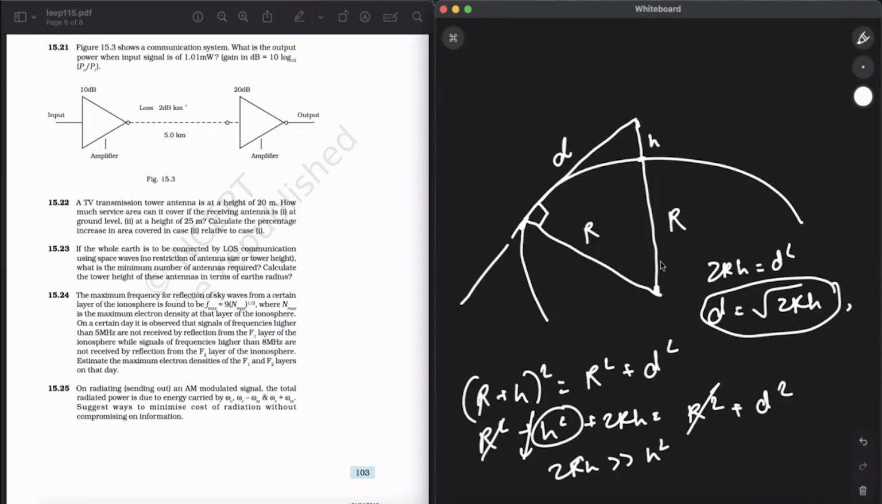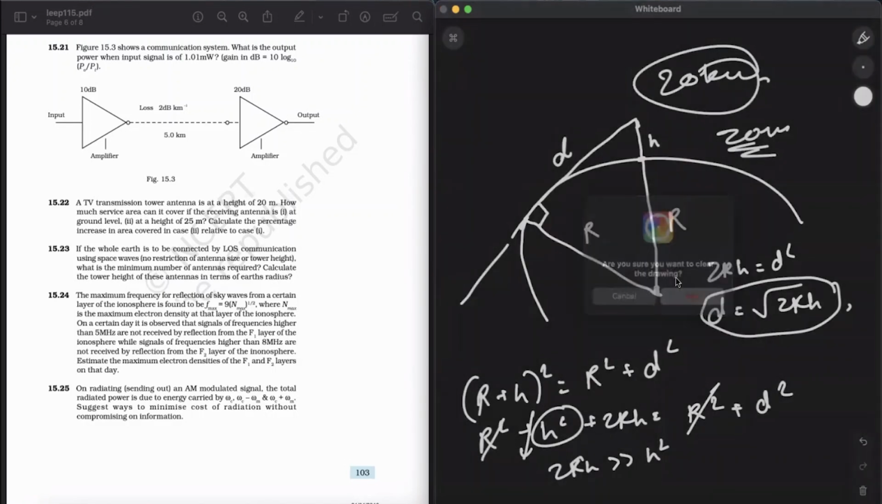Sometimes it can be large. Sometimes they can say that the length of the antenna is impractically 20 kilometers, and you'll consider this. Right now it is 20 meters. So why bother? So D is equal to root 2RH.